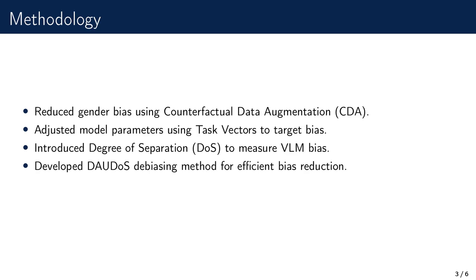This means the VLM might make unfair or inaccurate assumptions about people based on their gender. To understand where the gender bias comes from, we use two main techniques to try and reduce it. The first is called counterfactual data augmentation, or CDA. This involves creating slightly altered versions of the training data to help the model learn to ignore gender when it is not relevant. Imagine changing the words in a sentence to remove gendered pronouns. The second technique uses something called task vectors.